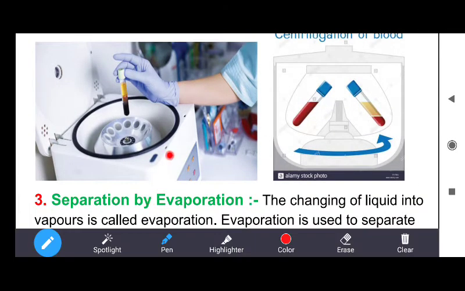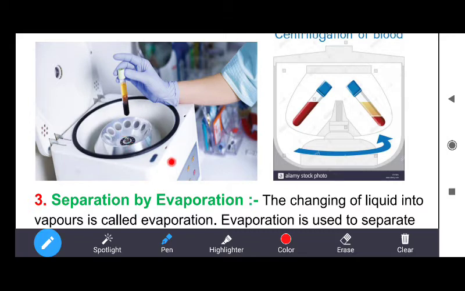This machine is called a centrifuge. In this machine, you can take a sample of solution in which the solute particles are suspended. Suppose you want to separate a blood sample, then you have to place it in this centrifuge machine.